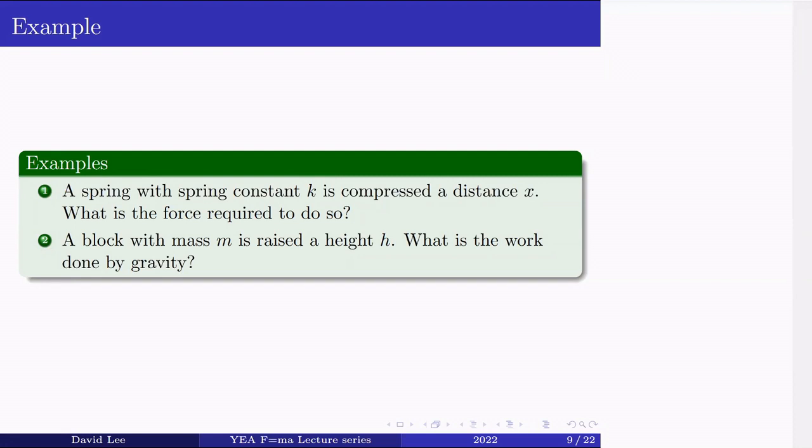Oh, sorry, number one should be asking for the work. So what is the work that you need to compress the spring?